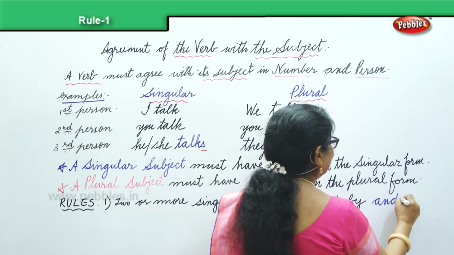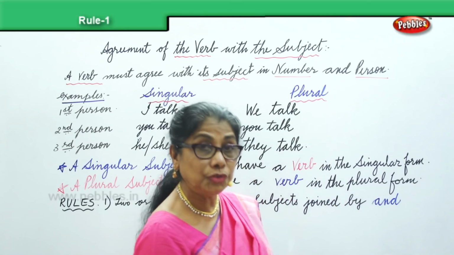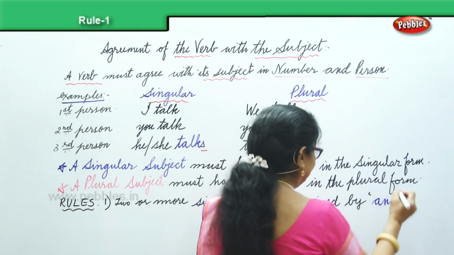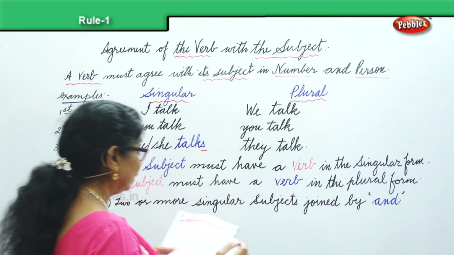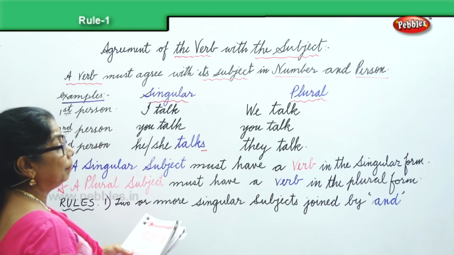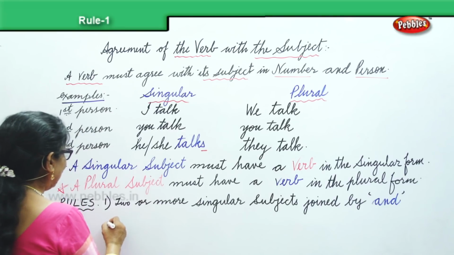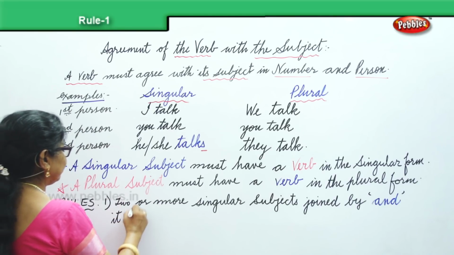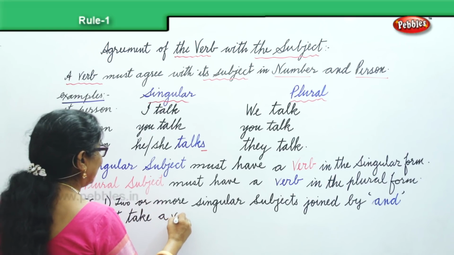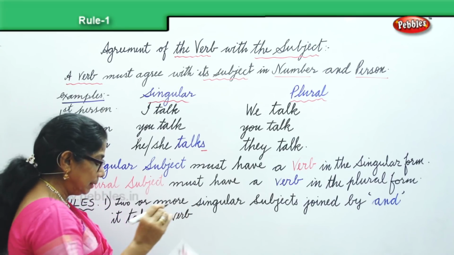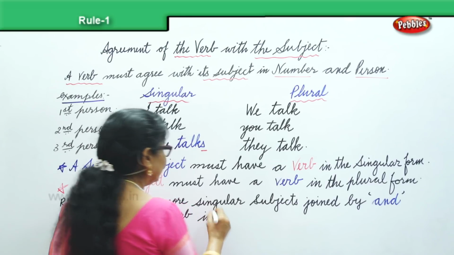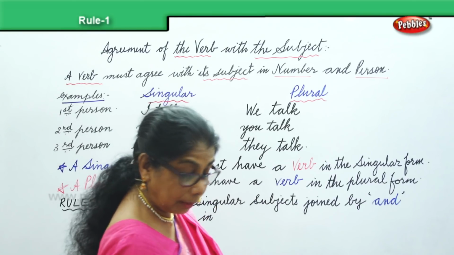When you add, we say Tom and Jerry or Susan and Tina. When it's joined by and, then what happens? It takes a verb in plural. Now what happens to the verb here? It takes a verb in plural. The verb is in plural.